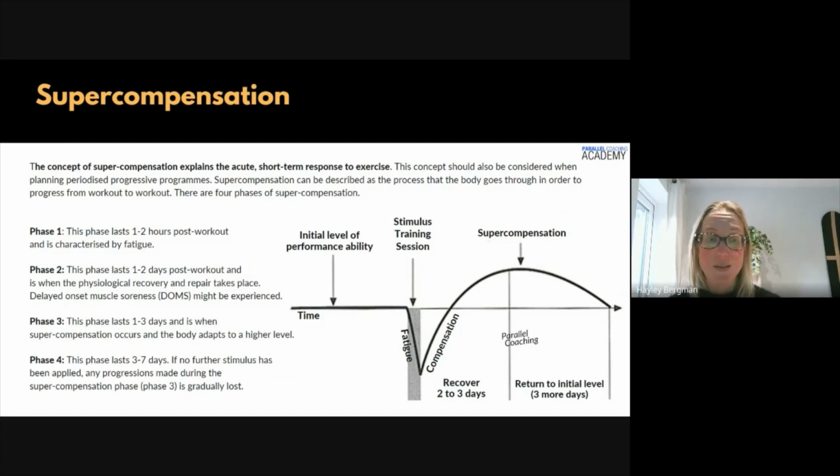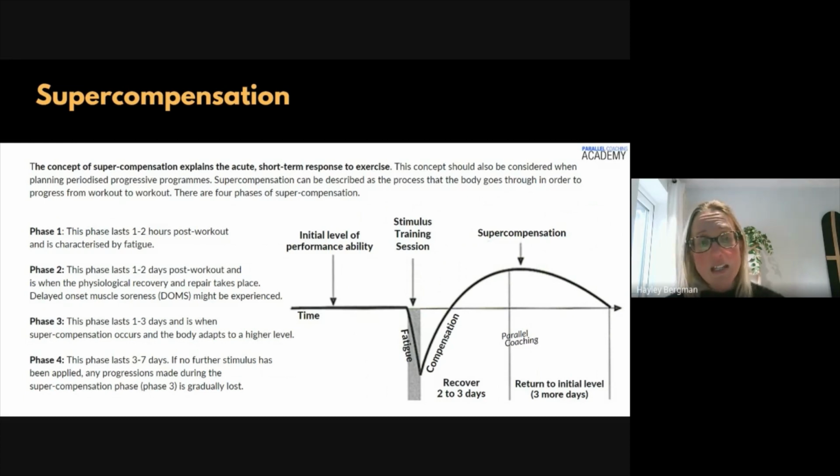Then phase 2 lasts about 1 to 2 days post-workout, and is when the physiological recovery and repair takes place. This is where you might get DOMS. Clients that already have pain are not going to enjoy DOMS, because they've associated pain with something bad, something damaging. So we want to ease their worries about DOMS, and we also don't want to give them lots of DOMS. Instead, gradually change the program over time, allow plenty of time for adaptation in between the exercises, to avoid acute DOMS that might be detrimental to them wanting to stick to exercise in the first place.